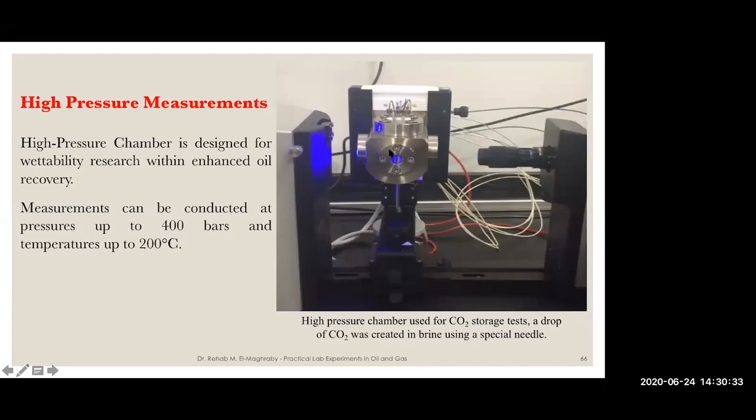If you want to measure what is happening at reservoir conditions, it can be conducted using the optical tensiometer, but with a special high pressure cell. If you want, you can place a tiny rock surface inside and do contact angle, or you can just do pendant drop using this injection port.